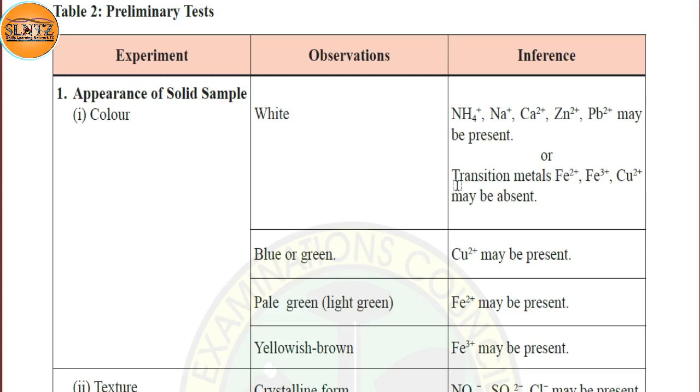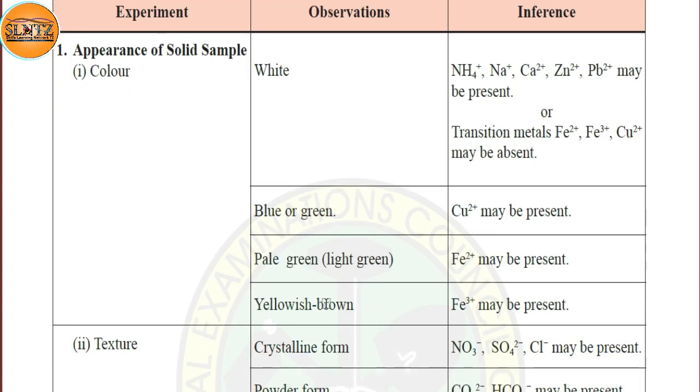So when you see white, it means those transition metals, iron 2, iron 3, and copper, are absent. Our expectation at the end of this report is to get ammonium, sodium, calcium, zinc, and lead only, not iron 2, iron 3, or copper. For texture, we have crystalline form. When you see crystals, we expect to get a nitrate, sulfate, or chloride, and otherwise not a carbonate or hydrogen carbonate. That is a crystalline form.